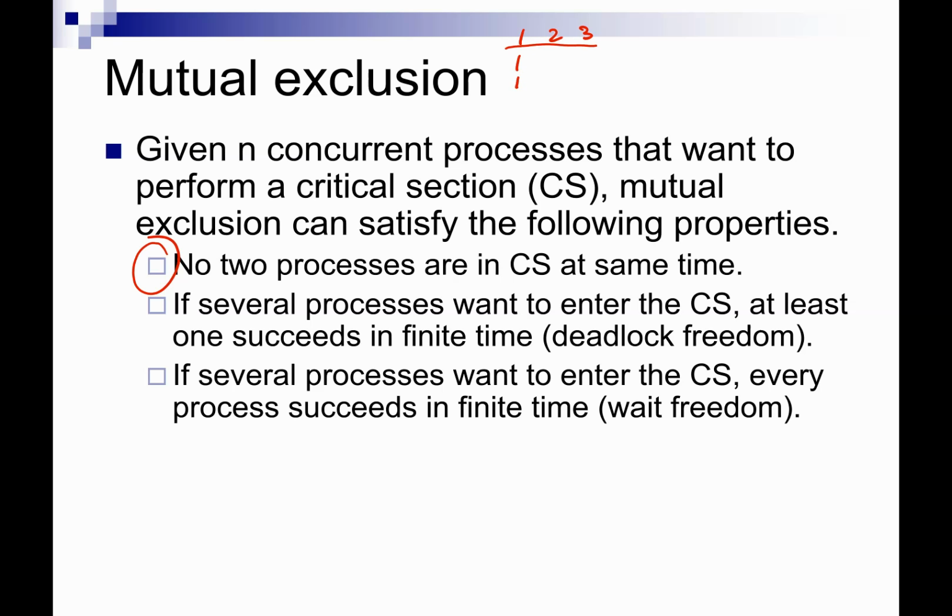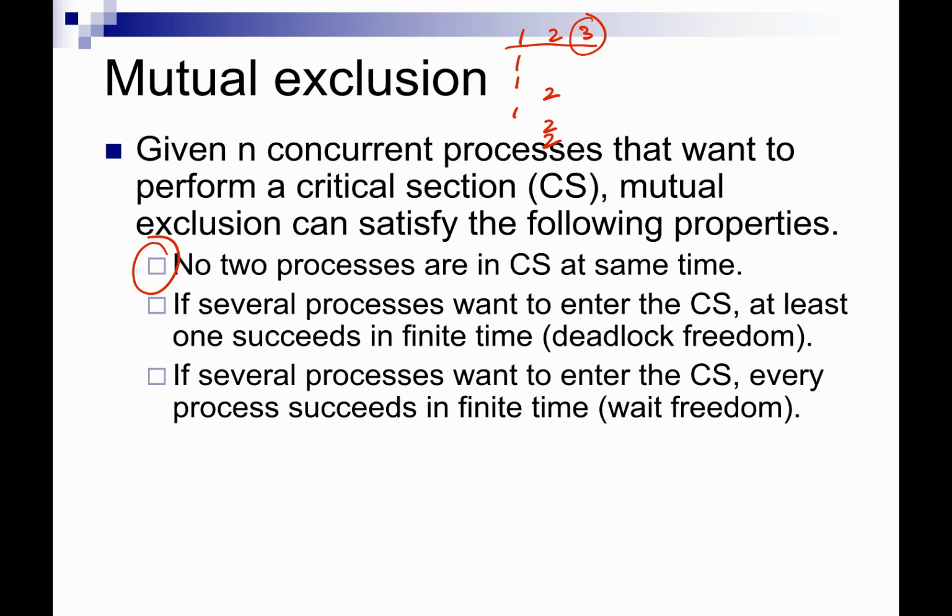Then after the second time, 1 comes back again, but this time maybe 2 wins. 2 gets to go into the critical section, and then 2 comes back for a second time, and now we have 1, 2, and 3 competing, and let's say 1 wins again. The next time 2 wins again, and so on. But the problem is that process 3 wants to enter the critical section but never wins, because processes 1 and 2 keep entering.